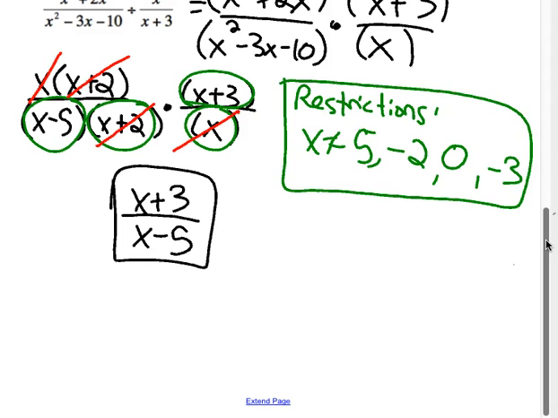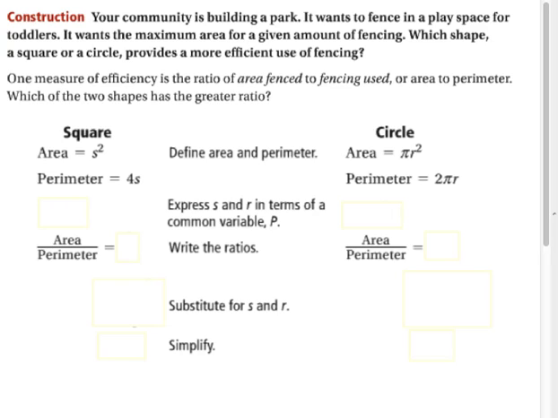Okay. So let's go through a word problem just to give us a more rich conversation to have here at the end of the notes, and then I will set you free. So your community is building a park. It wants to fence in a play space for toddlers. It wants to maximize the area for a given amount of fencing. Which shape, a square or circle, provides the more efficient use of fencing? One measure of efficiency is the ratio of area fenced to fence used, or in layman's terms, area to perimeter. Which of the following shapes has the greater ratio?